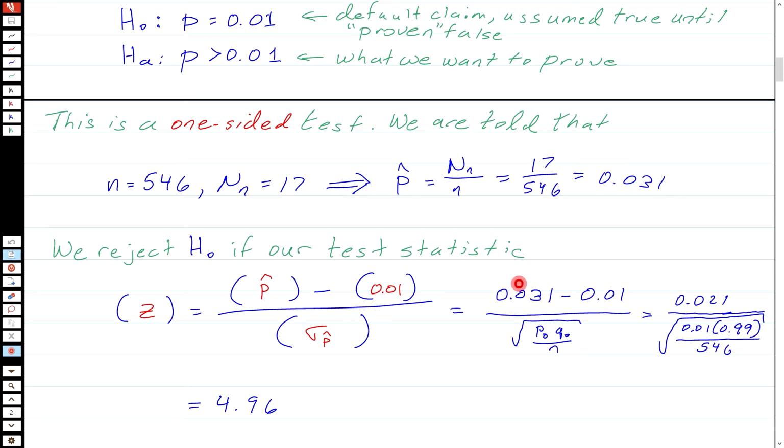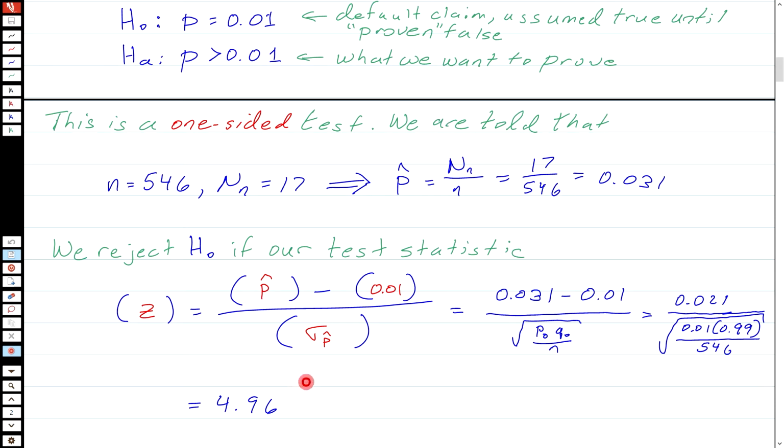We know everything on the right-hand side. p hat is 0.031. The null claim is 0.01. And the standard deviation of p hat is the square root of p naught q naught over n. In this case, p naught is this 0.01.